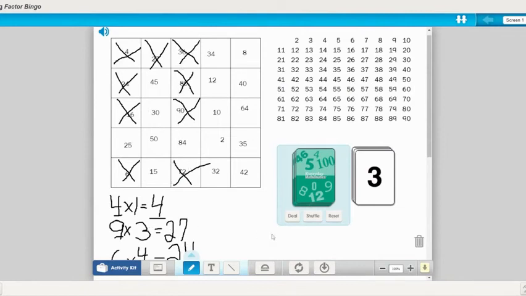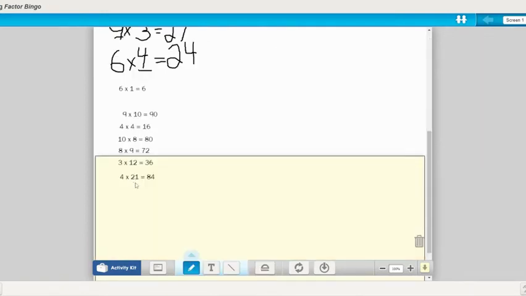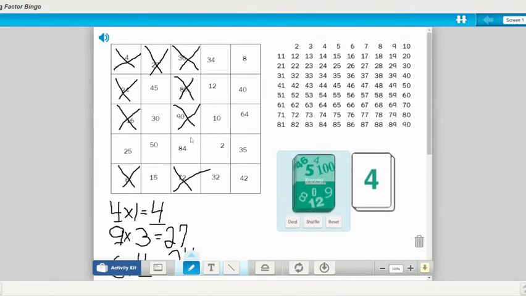I'm 1 away in 2 rows. Let's see what the next number is going to be. It is a 4. I'm going to multiply by 21. I'm going to get 84 because I know I have 84 on my board. Here's the 84, and guess what? Bingo! I just got a bingo. We're going to stop there and talk a little bit about math.